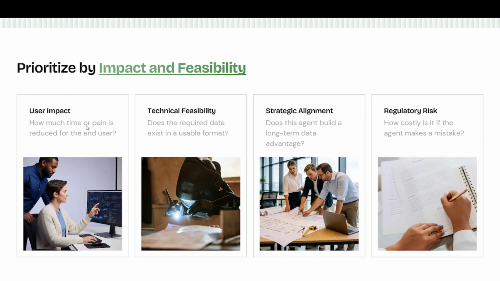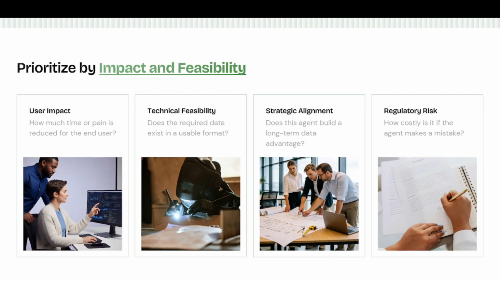Then prioritize by impact. So impact and feasibility. What is the impact of this agent in a business? Or what is the feasibility? How feasible is it? Is it possible? Can it achieve the goal? Can it solve the problem? So that is impact and feasibility.